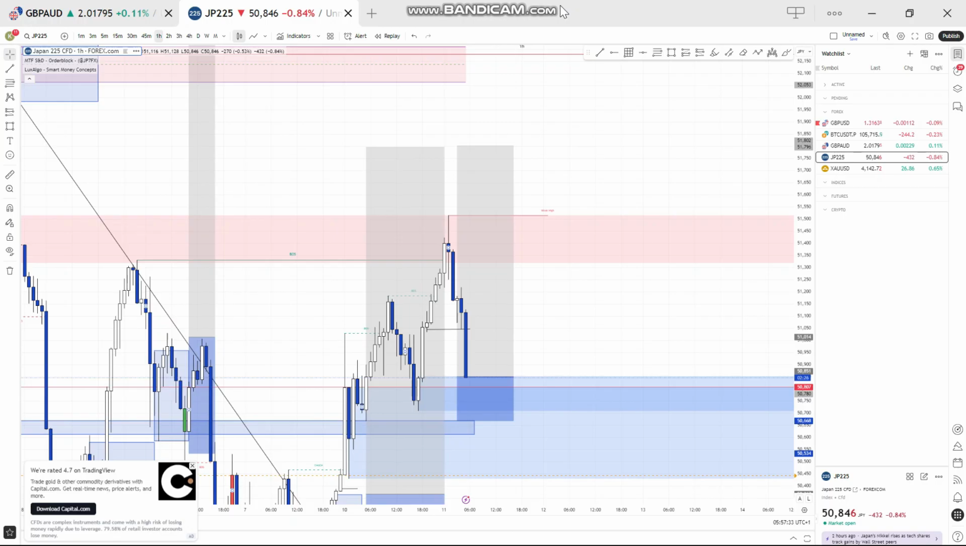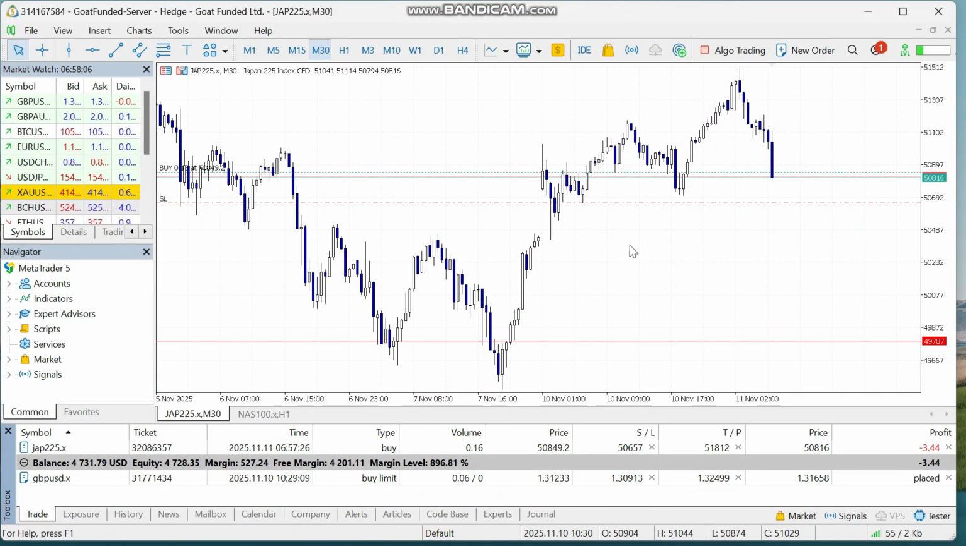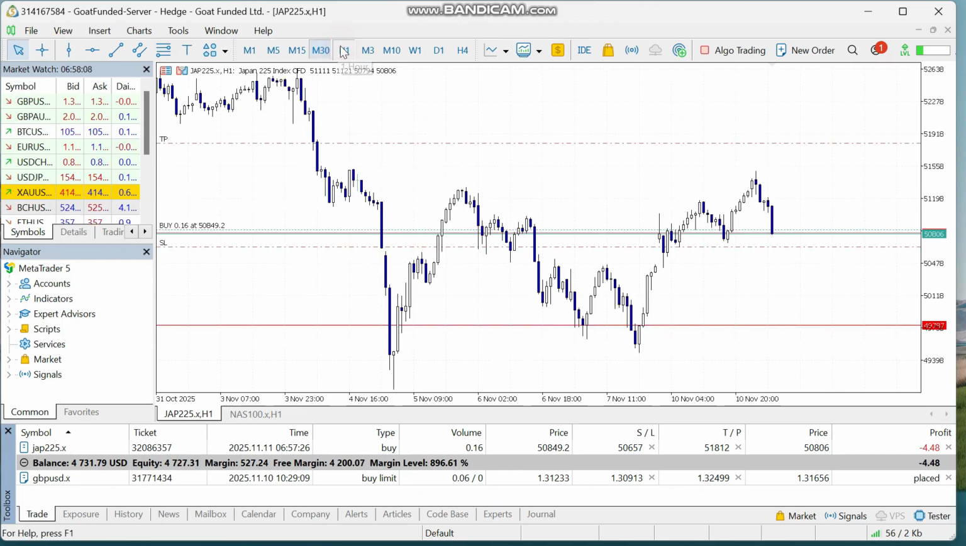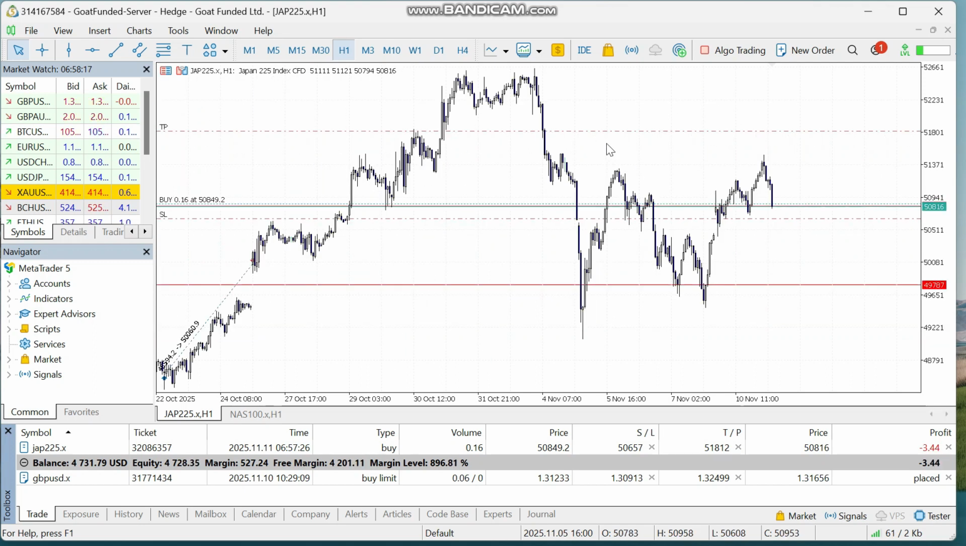Alright, good morning guys. It's Tuesday morning and we just got into a trade on Japanese index. So, a buy on Japanese index. You can see we just literally got into the trade. Alright, on MT5 you can see that we just got in. This is the 1 hour time frame.